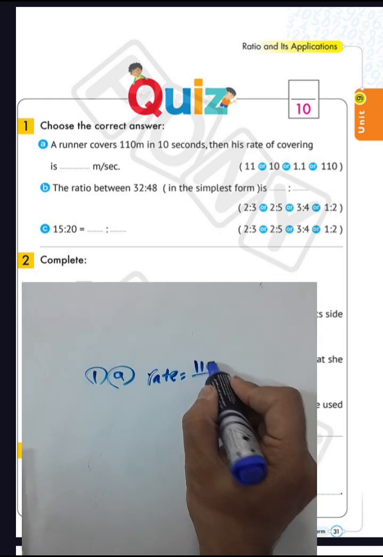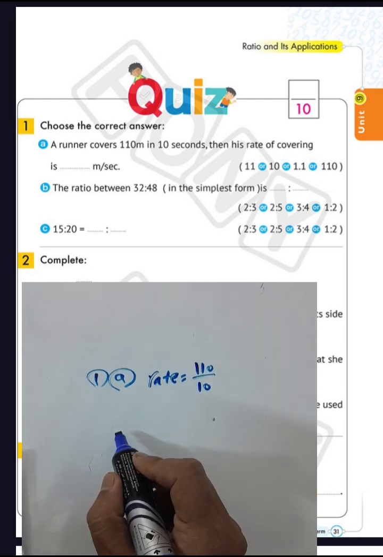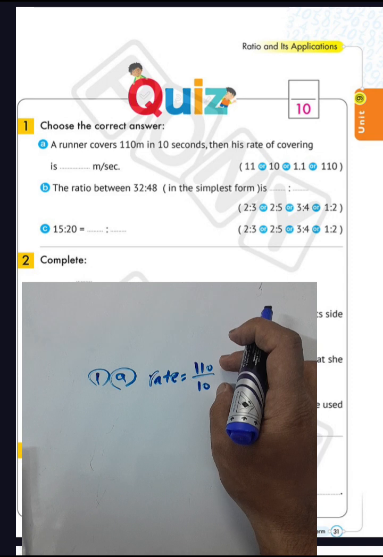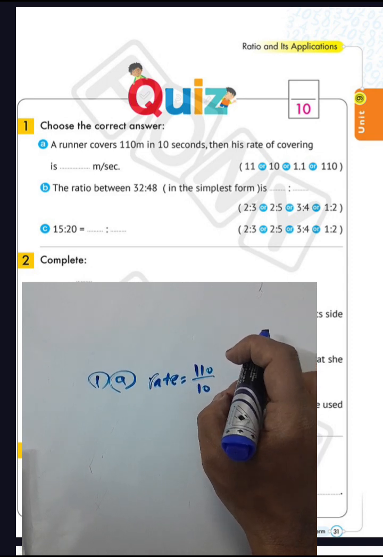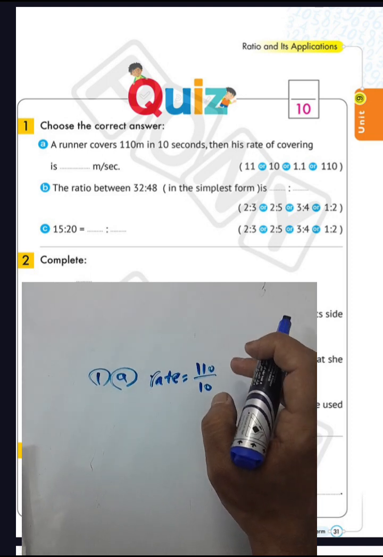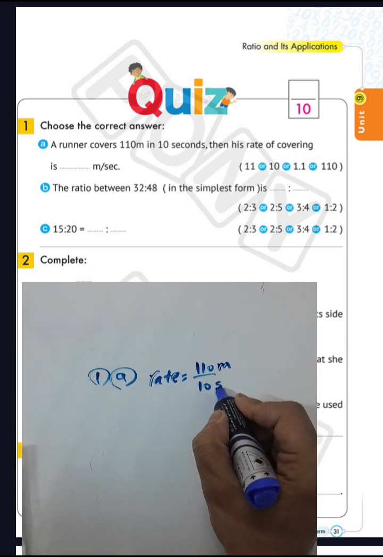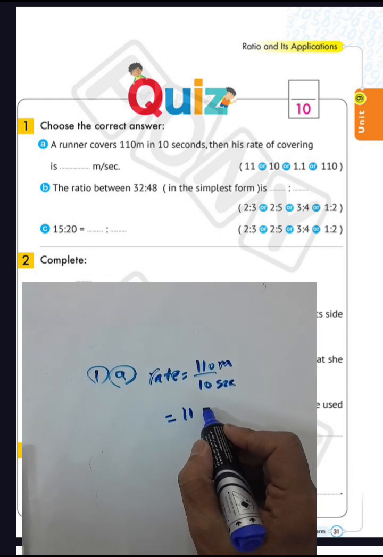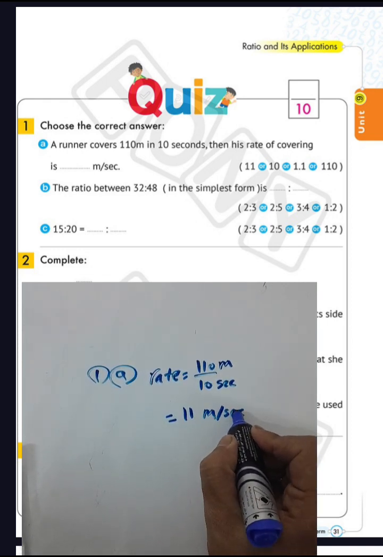The rate is a comparison between two different units. We have 110 meters in 10 seconds. So we can find the rate here as 110 meters over 10 seconds. We can simplify it, and it will be 11 meters per second. Okay, it's the definition of the rate.